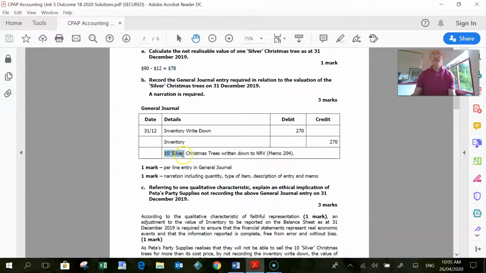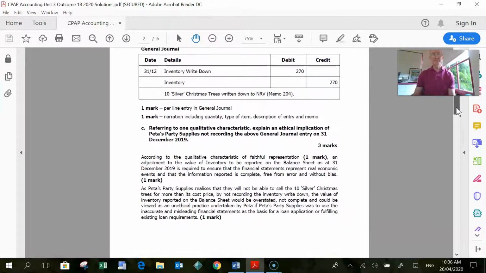So in your narration, you need to have 10 identified. You need to have the item identified, and you need to have the document. I think I've said that a few times as well. Narration for inventory requires 3 things: quantity, item, document reference. All right, so review that for those who didn't get that correct. But net realisable value, you must subtract from the estimated selling price.